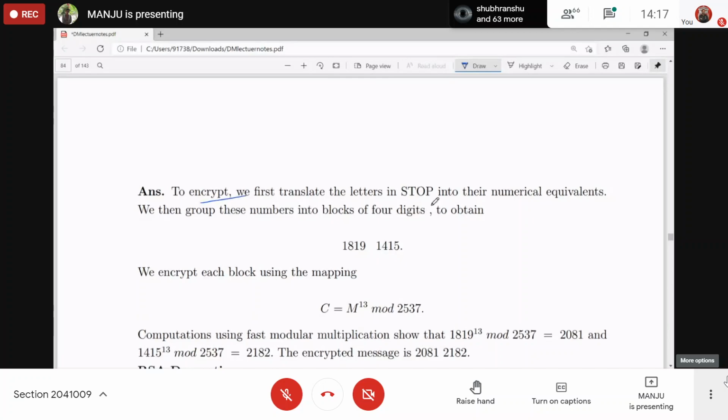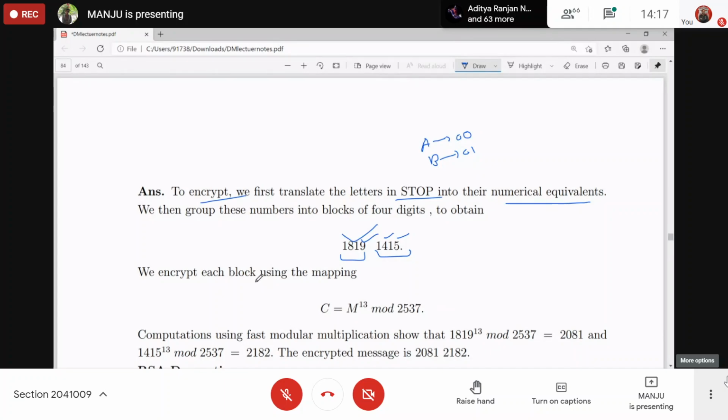To encrypt this, first translate this into its numerical equivalent. What is that? Starting with A translated as 00, B translated as 01, and so on. S will be translated as 18, T will be translated as 19, O and P will be 14, 15. Then take blocks of 4 digits. Group it, one block containing 4 digits.